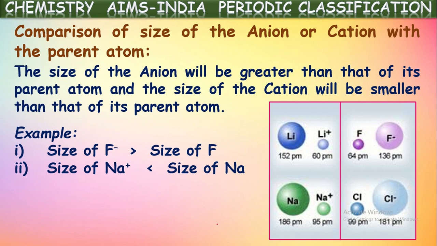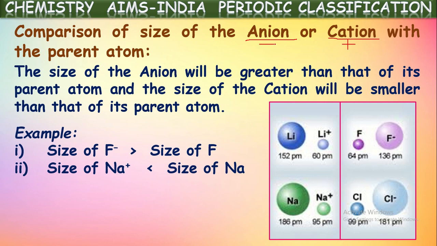So we know here anion means the ion formed by the gain of electrons. What about cation? The ion formed by the loss of electrons by a neutral atom. So when an atom loses electrons, it forms positive ions. That positive ion is called cation. When an atom gains electrons, one or more, then it forms a negative ion, which is called anion.